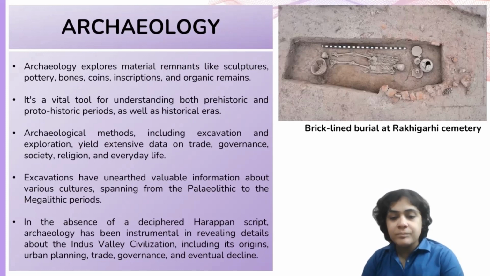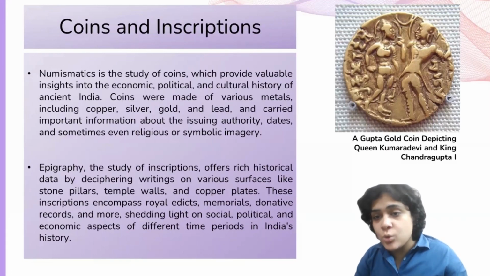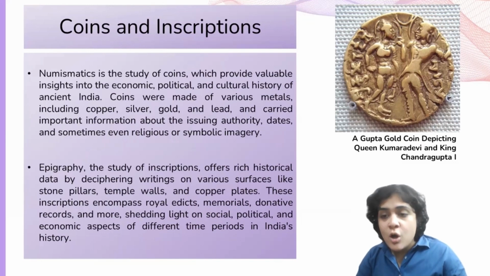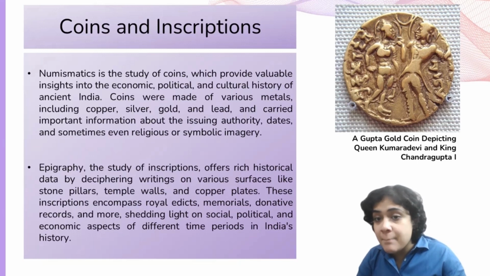Coins can be discovered through archaeological excavations or found in hoards, and the study of coins is known as numismatics. These metal currencies have specific shapes, sizes, weight standards, and bear the mark of the issuing authority. A coin's message bearing side is called the obverse, while the opposite side is the reverse.